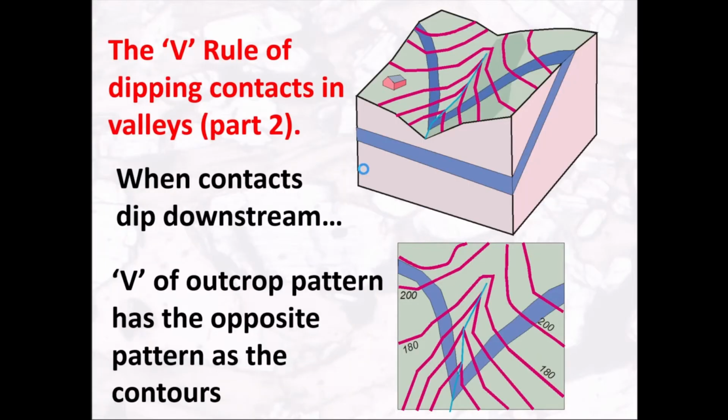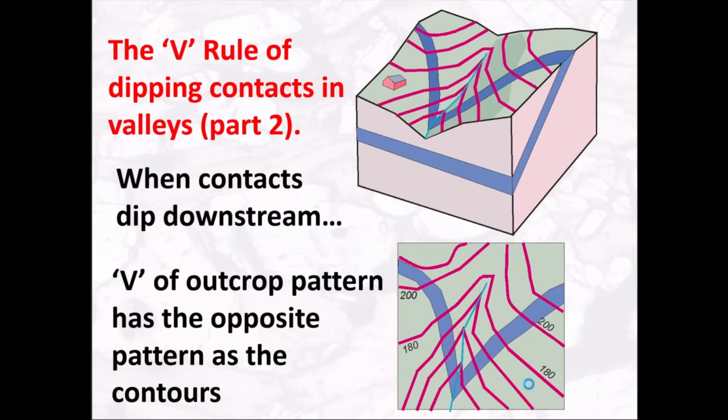The other part of the V rule is the opposite scenario: if your beds of sedimentary rocks are dipping downstream, then the V of the outcrop pattern will point in the opposite direction to the V of the ground contours. So you can see that we have this bed of sedimentary rocks in our sedimentary package. It's dipping in the direction of downstream, and the V-shaped outcrop pattern that it produces will be Ving in the opposite direction to the V created by the ground contours.